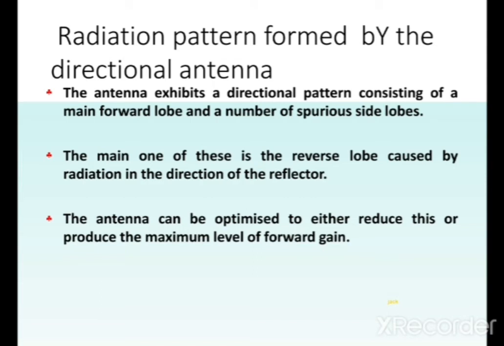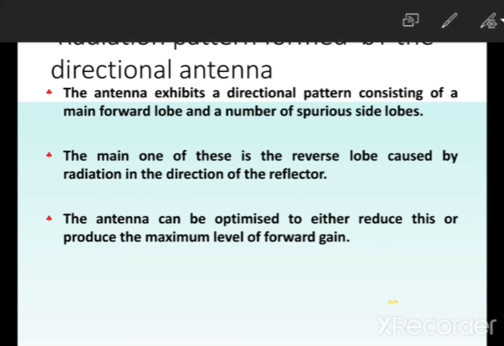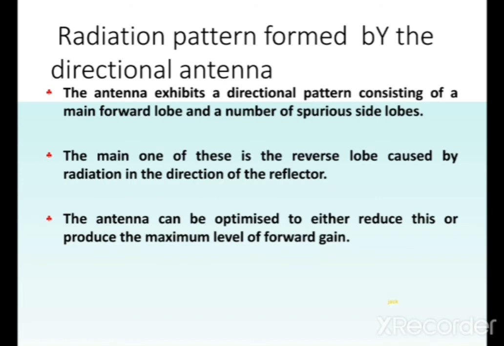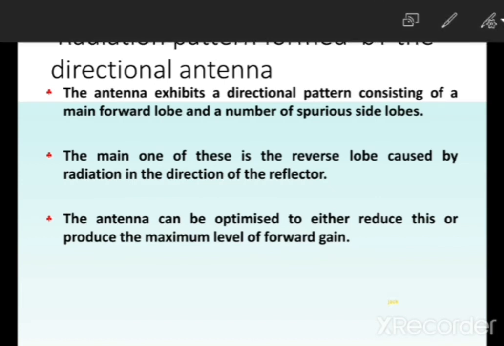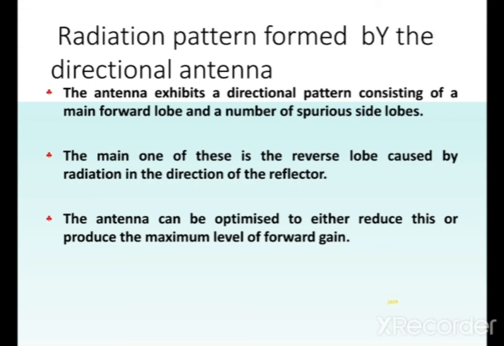The antenna exhibits a directional pattern consisting of a main forward lobe and a number of spurious side lobes. So in this figure, you observe that back lobes are there, side lobes are there, and the main lobe is there. The main lobe has more power than the back lobes. The main one of these is the reverse lobe caused by the radiation in the direction of the reflector. So here the reverse radiation is produced by the reflector itself only. It is very small compared to the major lobe.